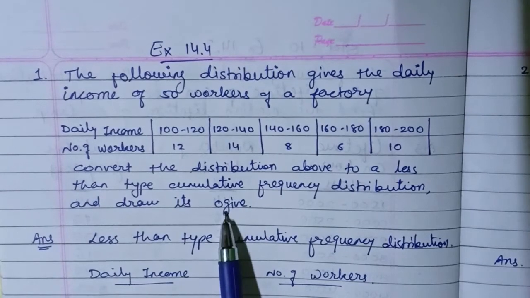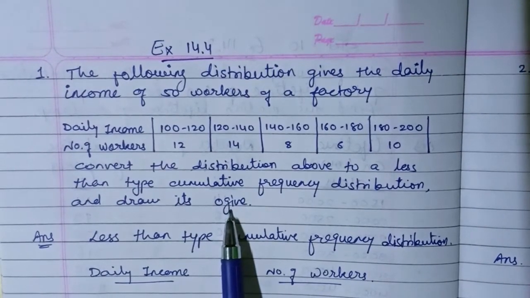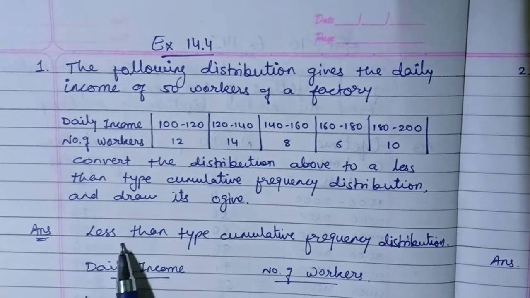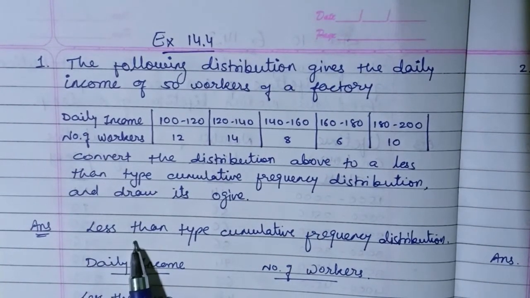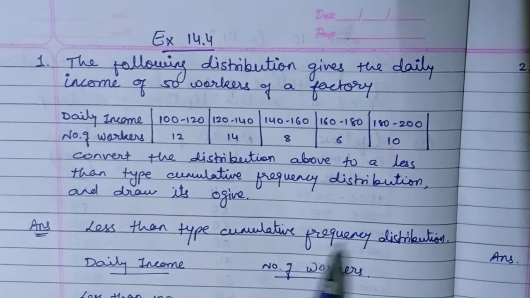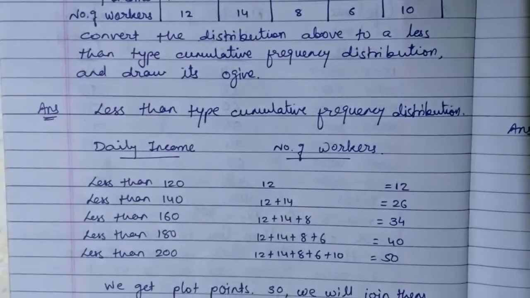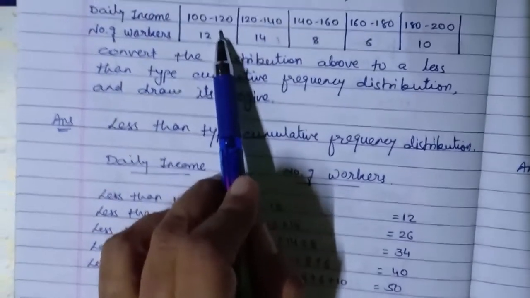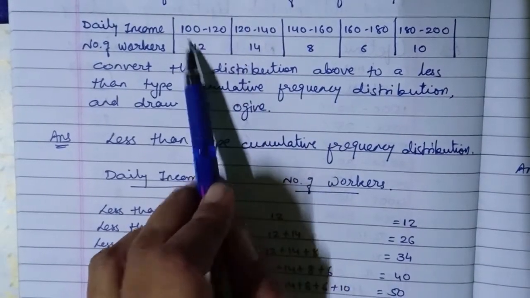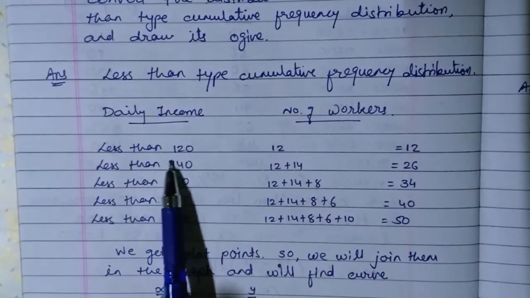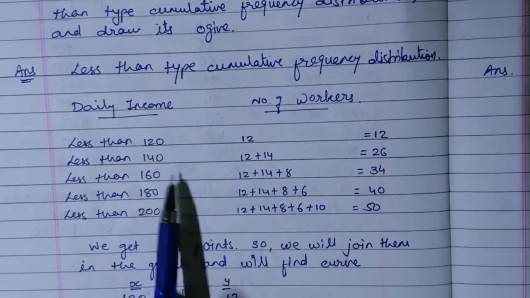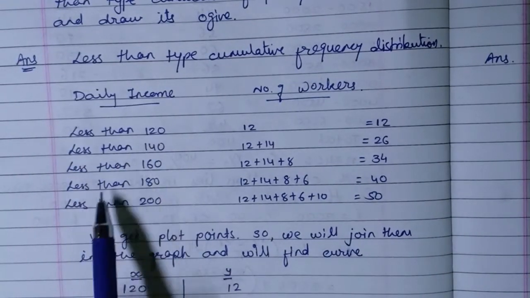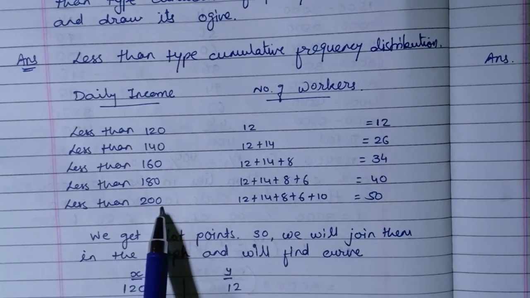Here we have to draw the graph. So for that we need an x-axis and y-axis. First we have to make the less than type of cumulative frequency. For that we have to make the classes into less than. So we take the upper limit 120. So we write less than 120, then less than 140, less than 160, less than 180 and less than 200.